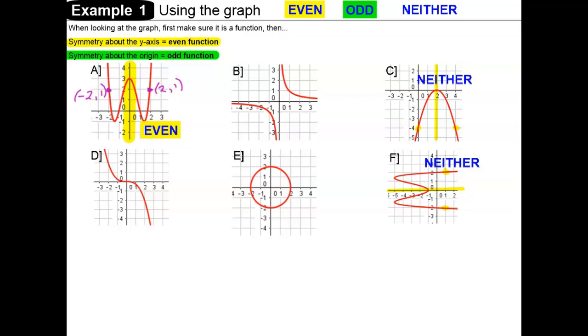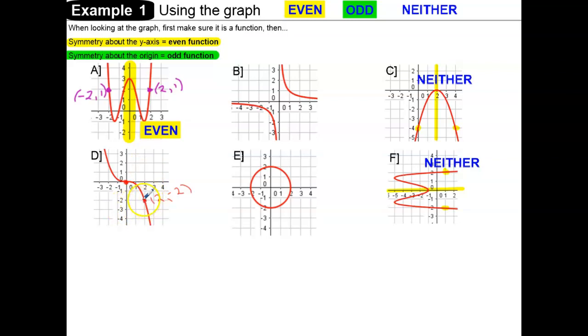So if I were to look at a graph that is centered at the origin, for example, D here, and then pick 2 corresponding points. So here's a point at 2, -2. Now, if this is an odd function, remember a reflection in the x and y axis produces that rotation of 180 degrees that I'm looking for.